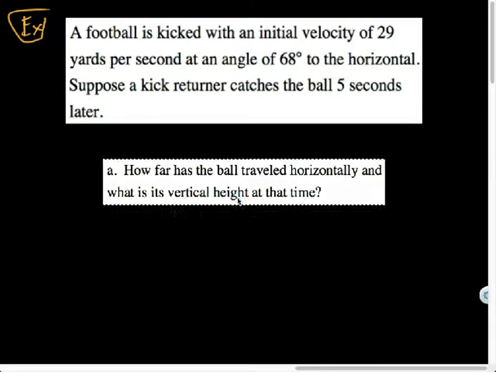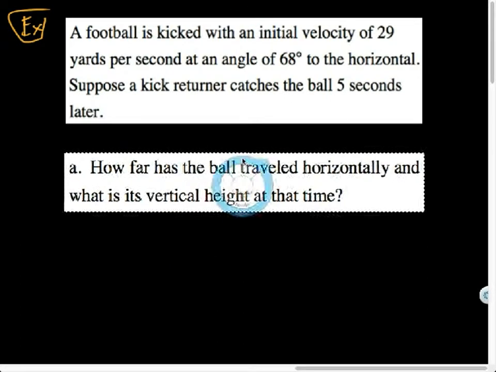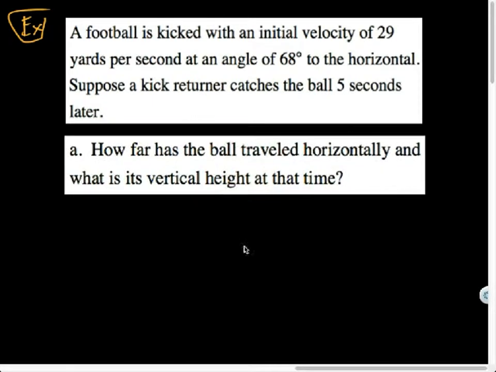It says, suppose a kick returner catches the ball 5 seconds later. So here's part A. It says, how far has the ball traveled horizontally, and what is its vertical height at time t?